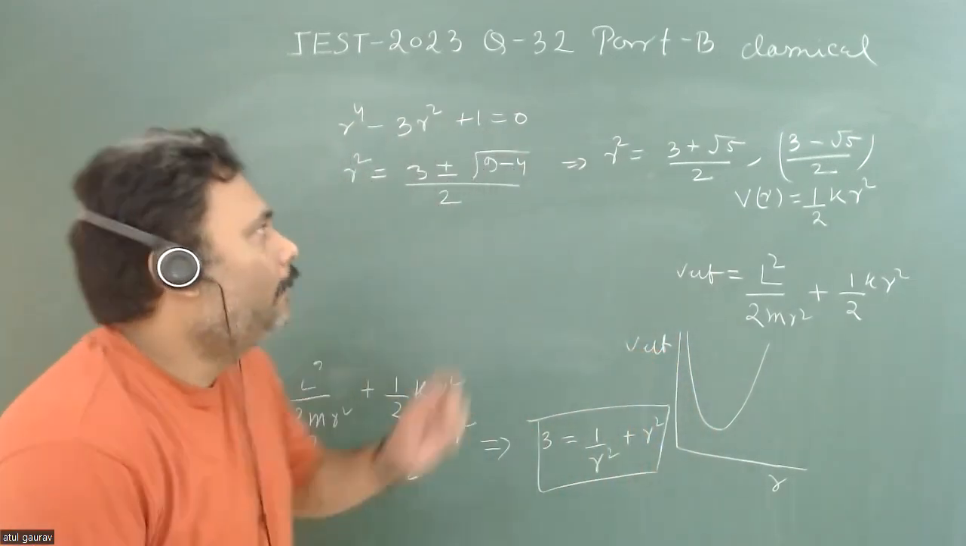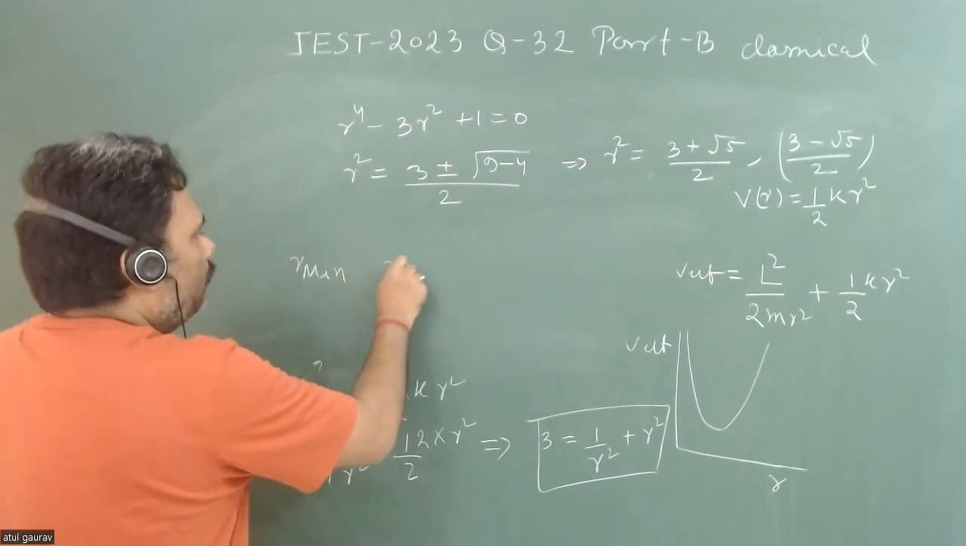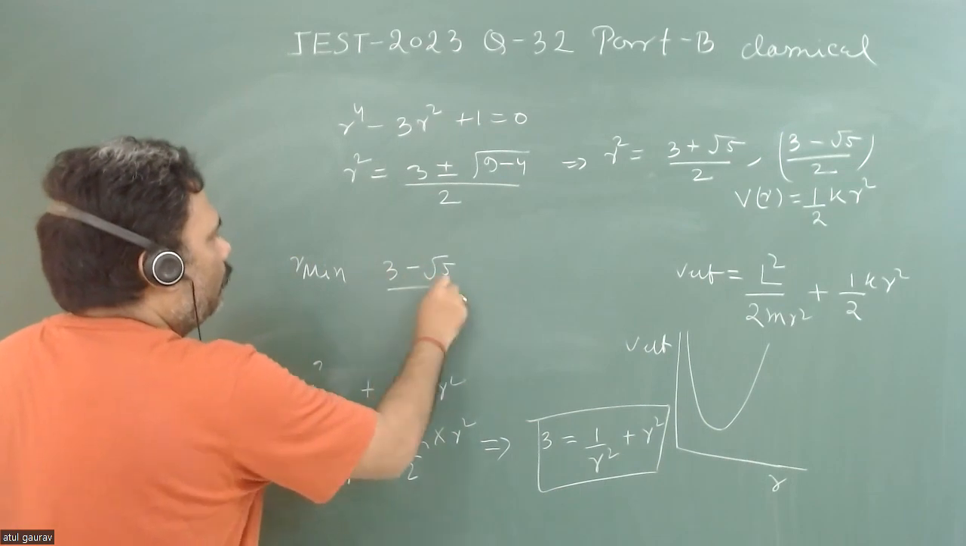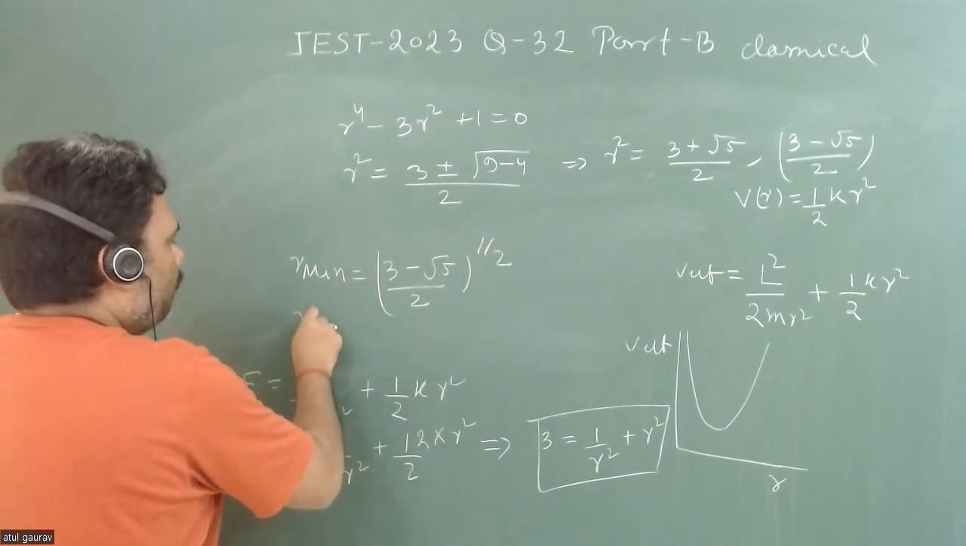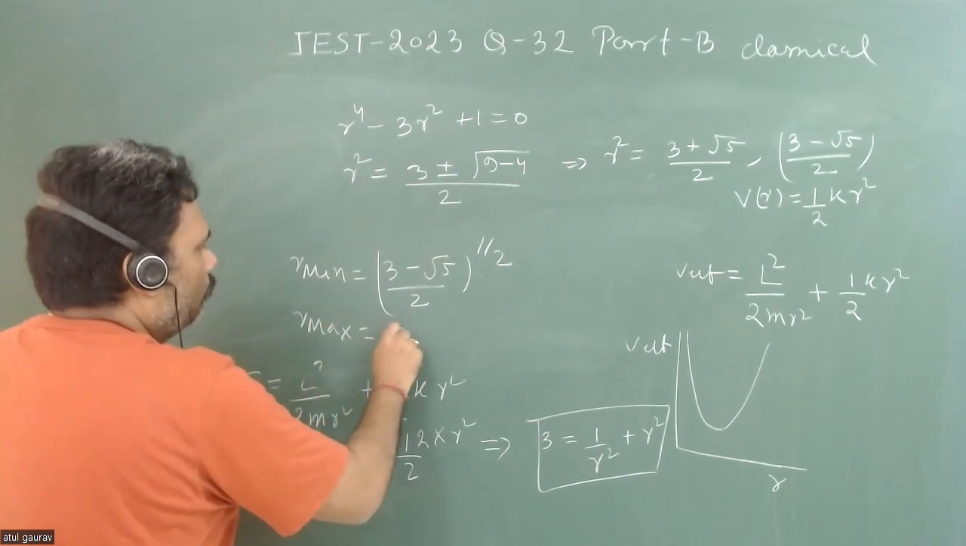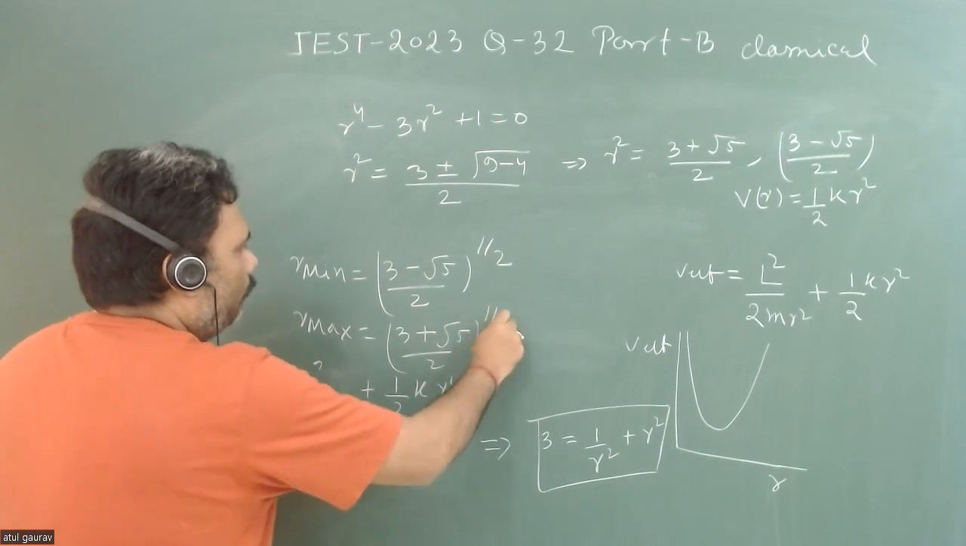So we can get the value of r minimum is equal to 3 minus root 5 by 2 to the power half. And what will be r maximum? R maximum is equal to 3 plus root 5 by 2 to the power half.